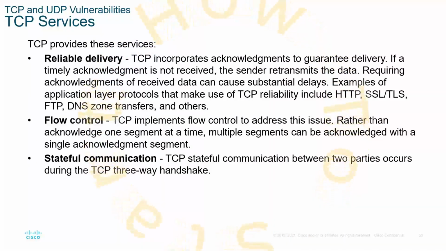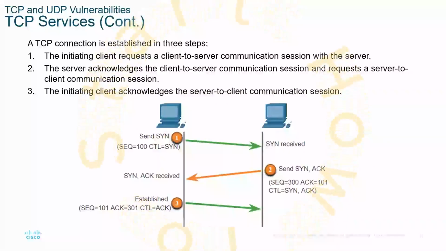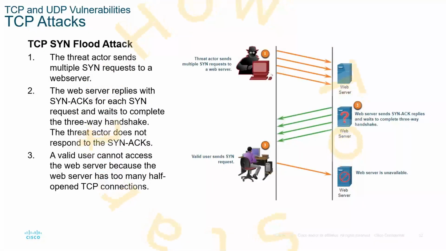If we are looking at TCP functionality, we're looking at flow control, stateful communication, reliable delivery, because TCP does the handshake, the sync, sync-ACK, acknowledgement section that through a handshake allows for communication. Well, that can also be a way to target a vulnerability. Here we have a sync flood attack.